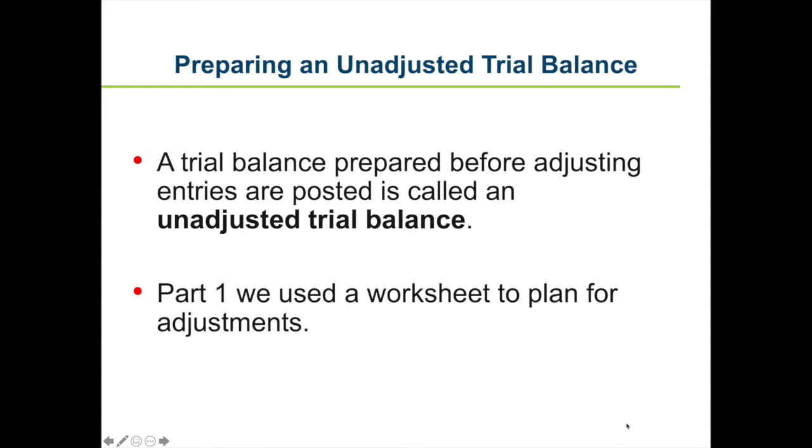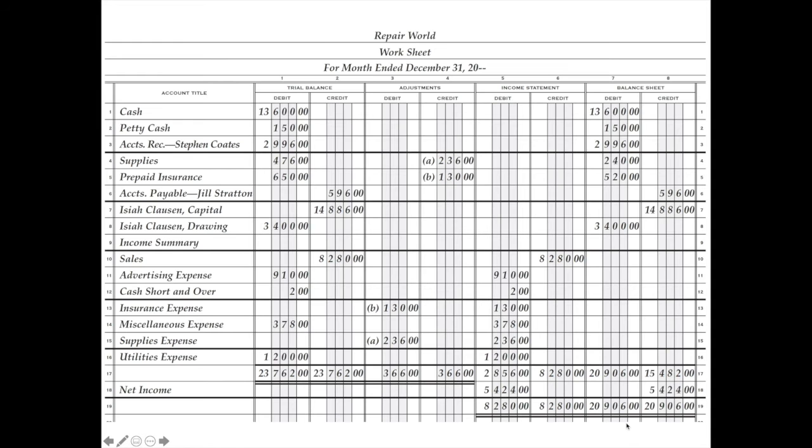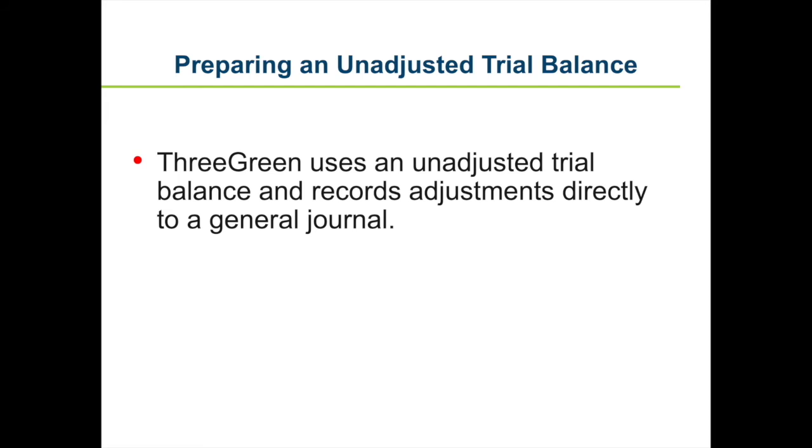In Part 1, we used a worksheet to plan adjustments. The worksheet contained a trial balance and columns to enter adjustments. Here was our trial balance, here was our adjustments column, and this is what we did last semester. Rather than using a worksheet, 3 Green uses an adjusted trial balance and records the adjustments directly into the general journal.